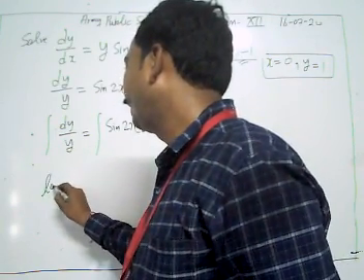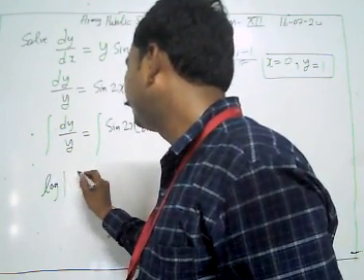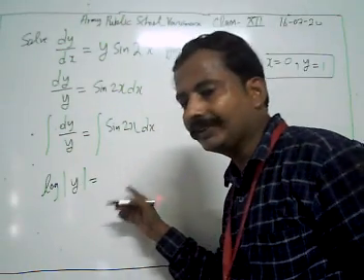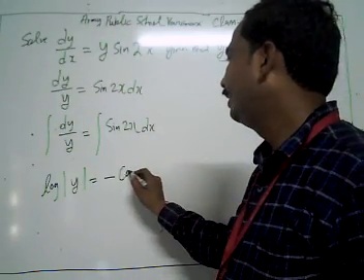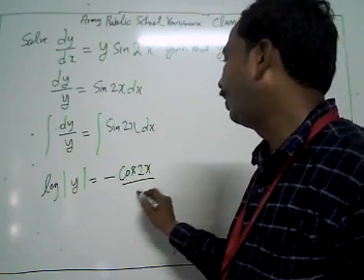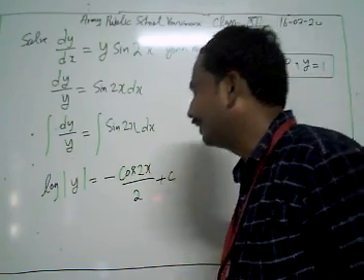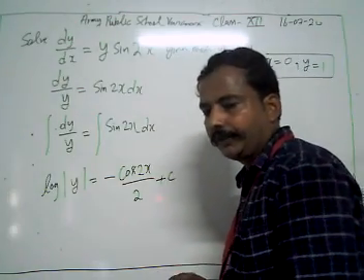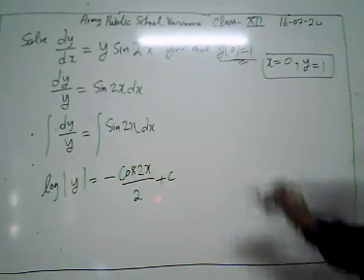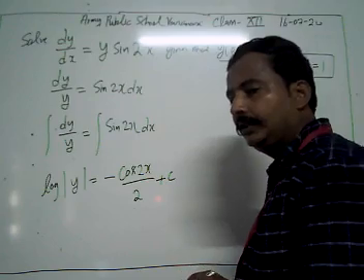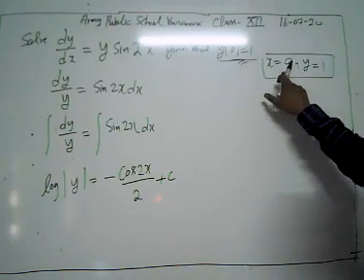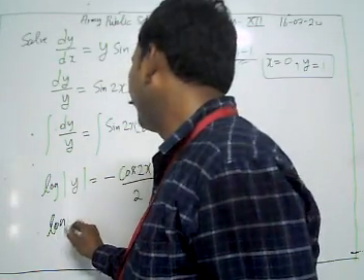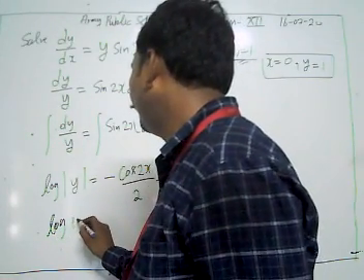Now what do we get here? Here we get log of y, and here we get minus cos 2x upon 2 plus c. Now look, it's our general solution. Now the condition given here is y of 0 is 1, which means at x equal to 0, y equal to 1. Then we are going to put here at the place of y, log of 1.